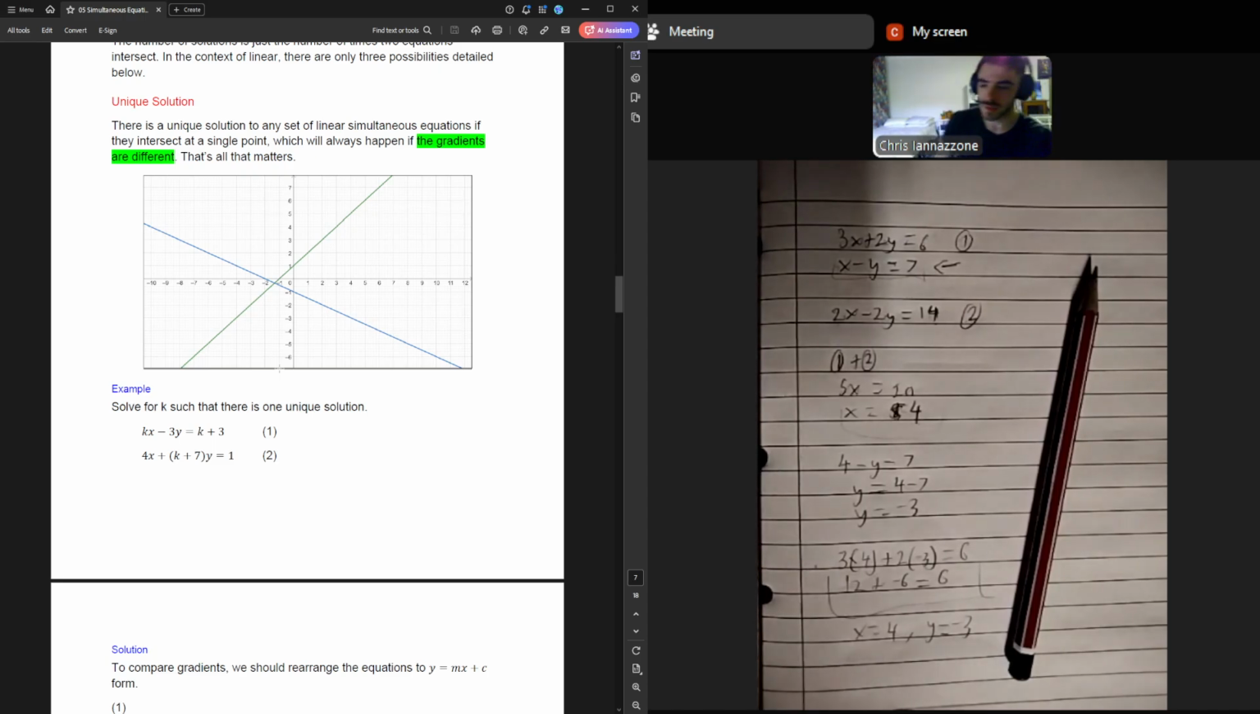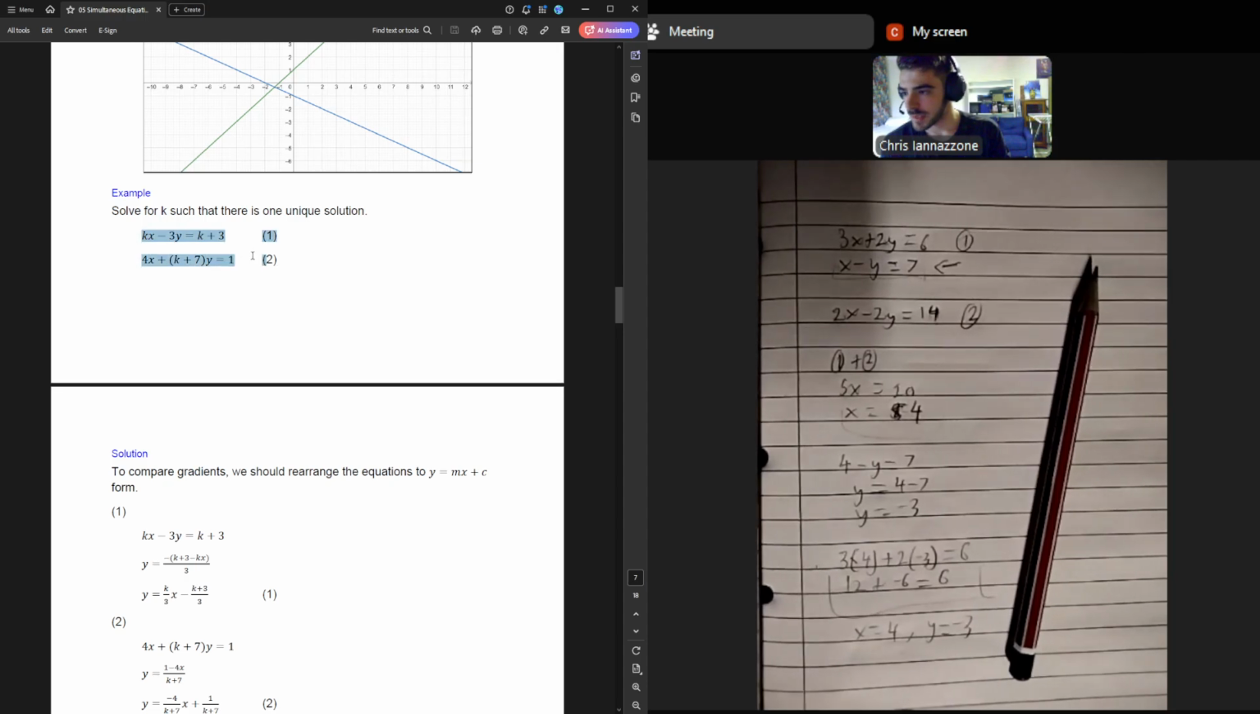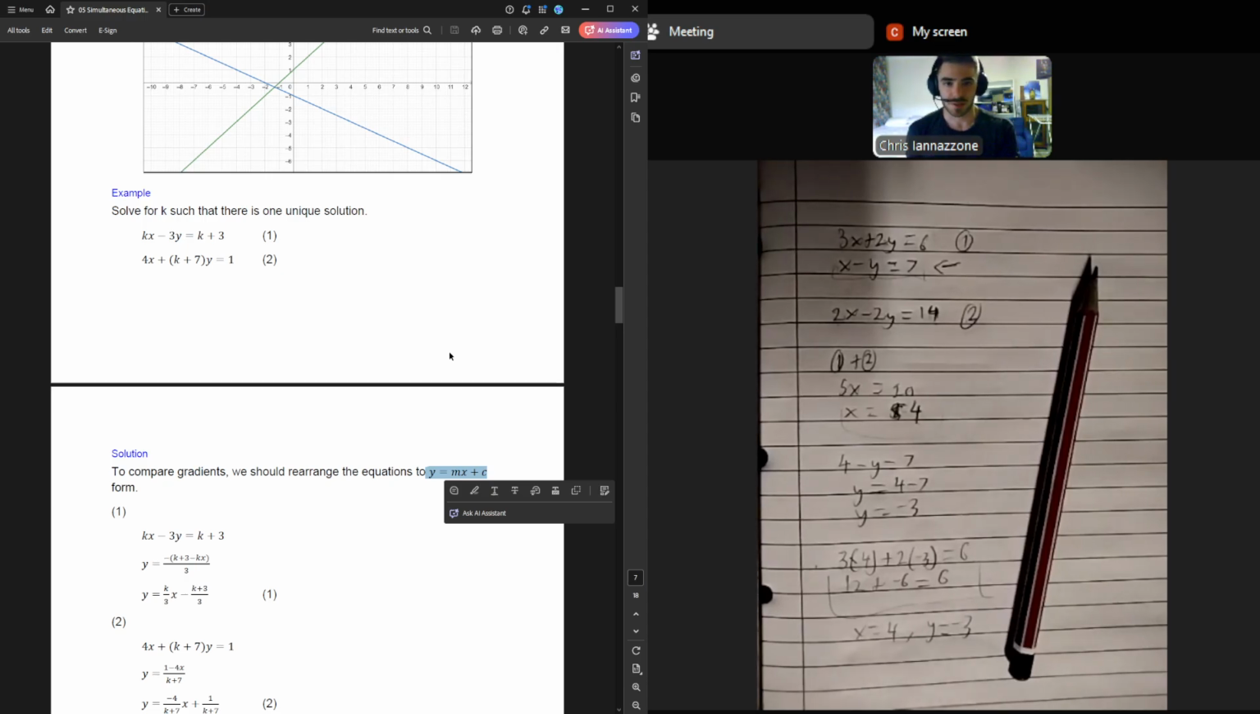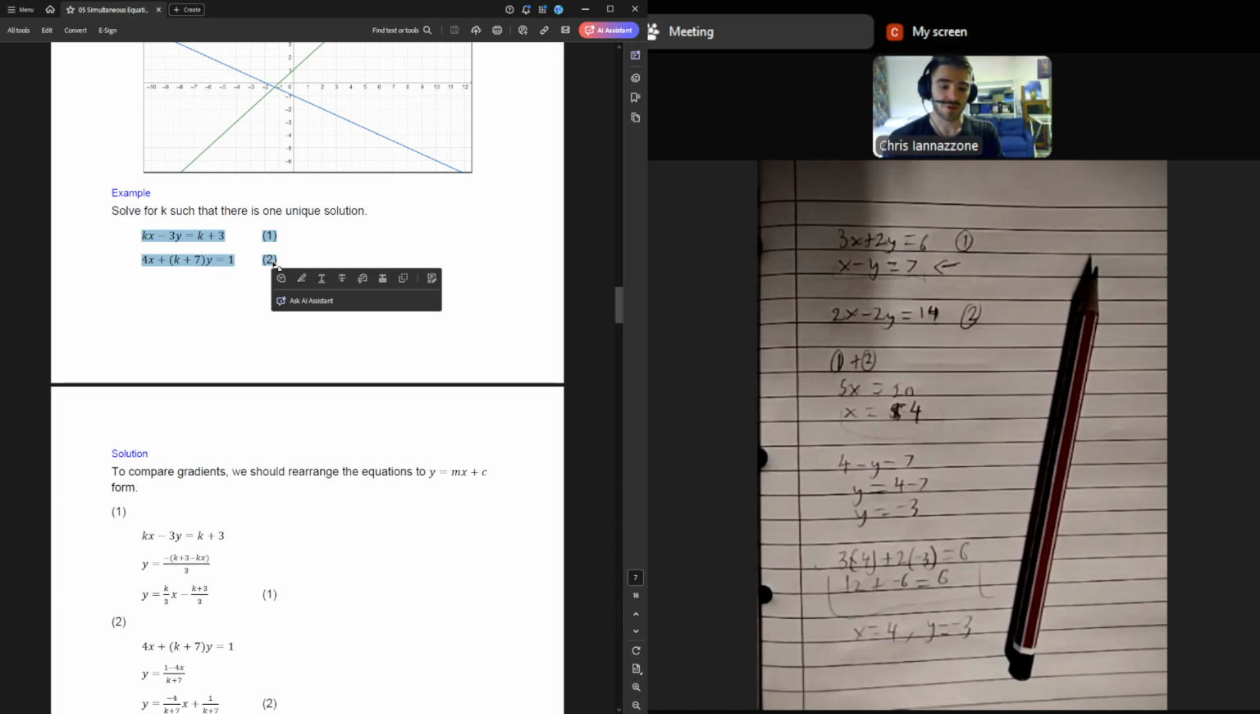That's it. So to compare gradients more easily, you should rearrange to get y equals mx plus c. The reason why is because in the context of linear, that m coefficient is the gradient of your linear equation. So what you should do is take these jumbled up linears, rewrite them in terms of y equals mx plus c first, and then see where the gradient is going to be the same.